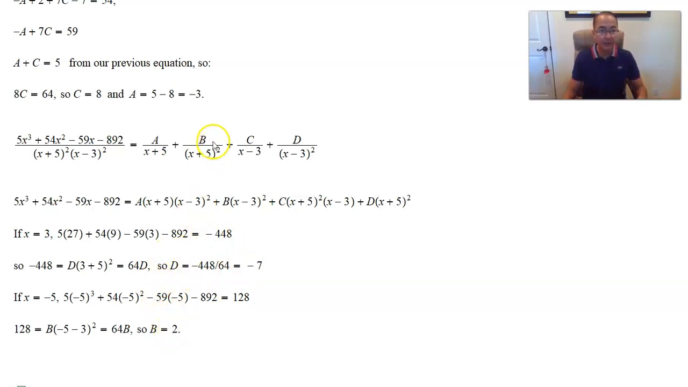Okay, so B is 2. And D is minus 7. So we have minus 7 over there. And we just found a is negative 3. And c is positive 8. Okay, so there we go.